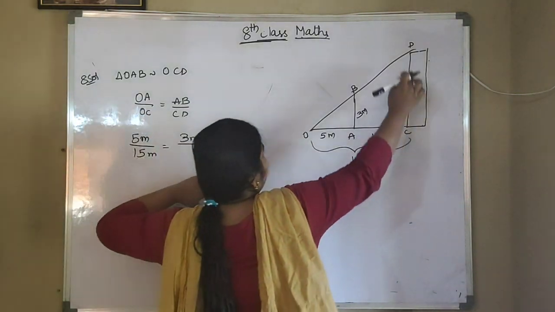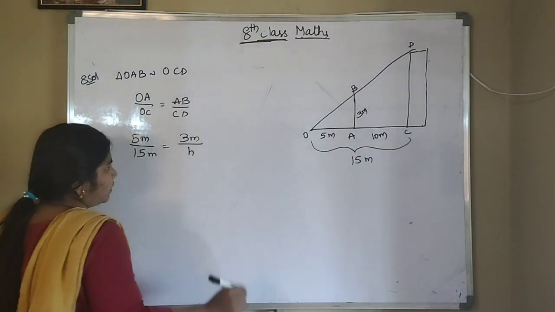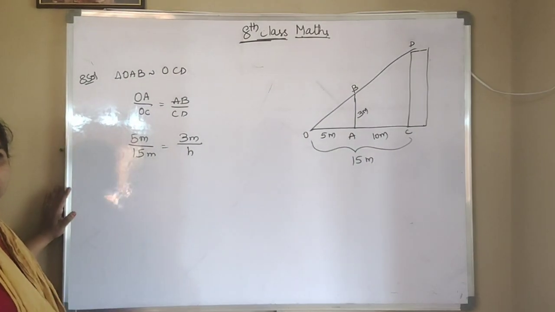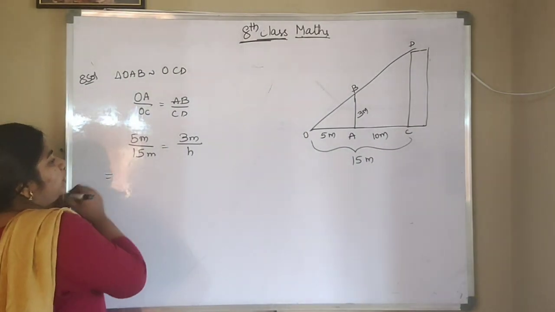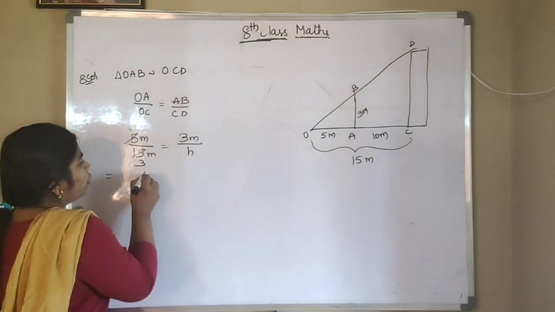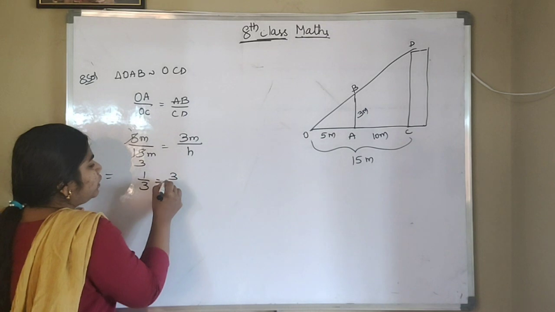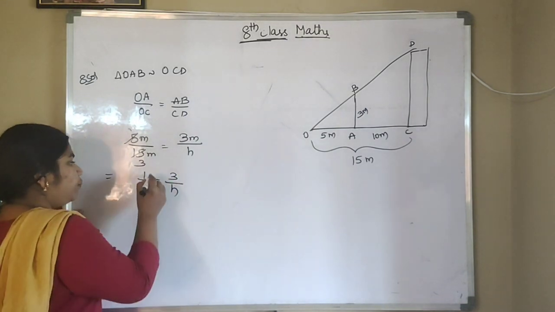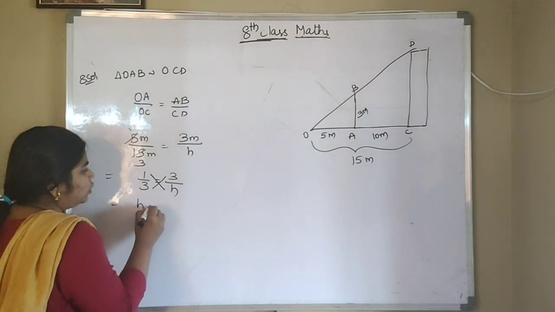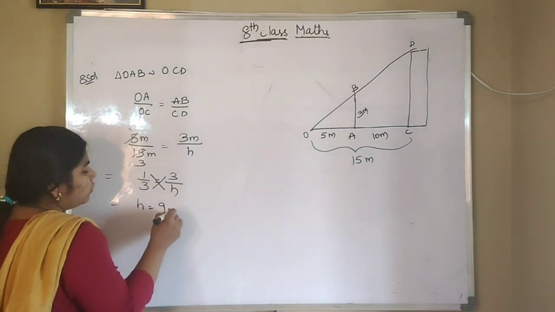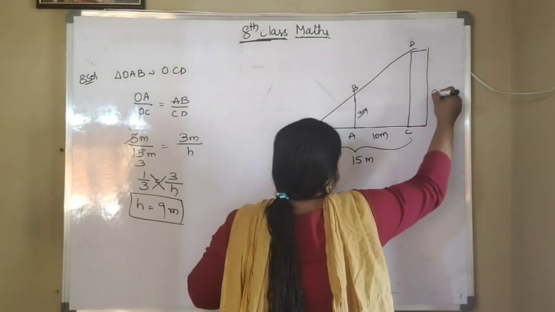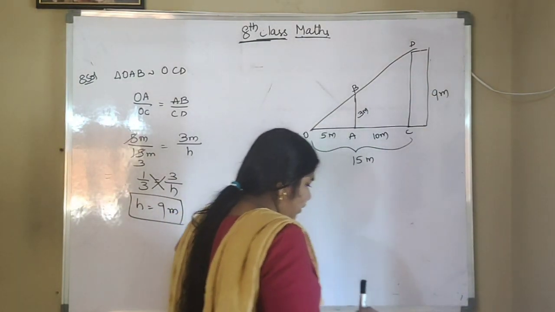And CD we don't know, so I am taking it as H because we are finding the height there. Okay, so next, here you do cancellation, 5 ones are 5, 5 threes are 15. So how much did you get? 1 by 3 is equal to 3 by H. Now you do cross multiplication here. So that will be H into 1 will be H, 3 threes are 9. So what is the height of the building? The height of the building is 9 meters. So this building's height is 9 meters.